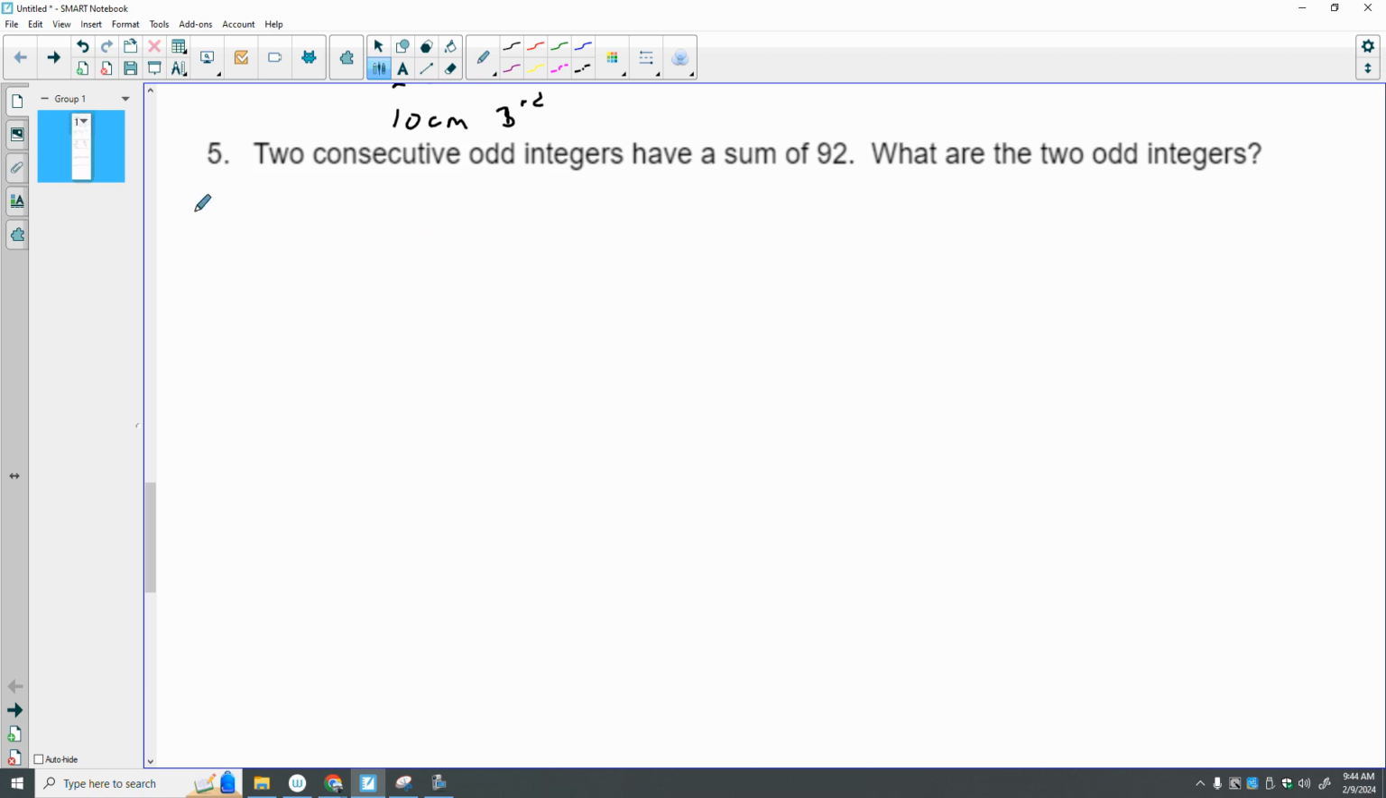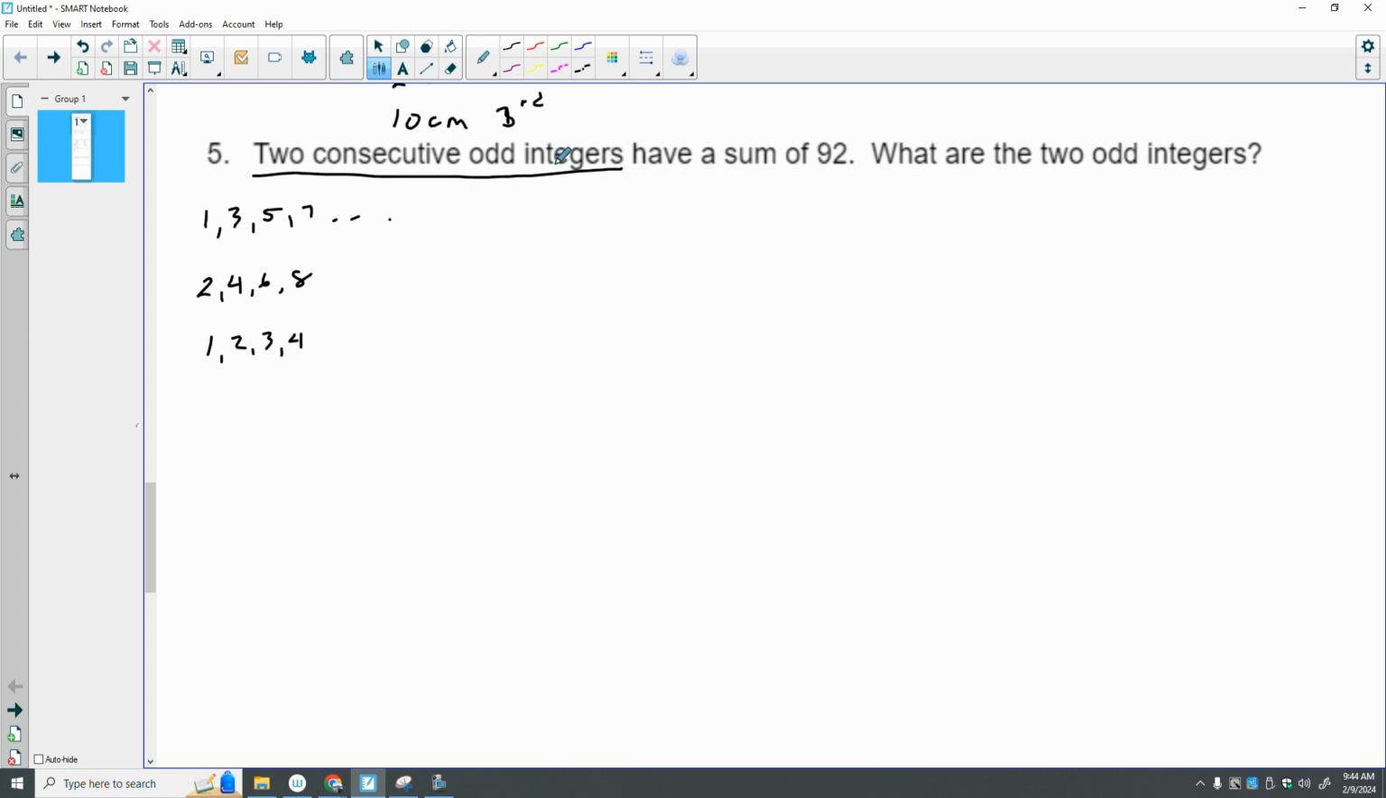So what's a consecutive integer? So, odd integers: 1, 3, 5, 7, etc. 2 consecutive even integers would be 2, 4, 6, 8, etc. 2 consecutive integers are just 1, 2, 3, 4, 5, etc. Okay, so the first thing we need to do is understand what that means and their relationships.